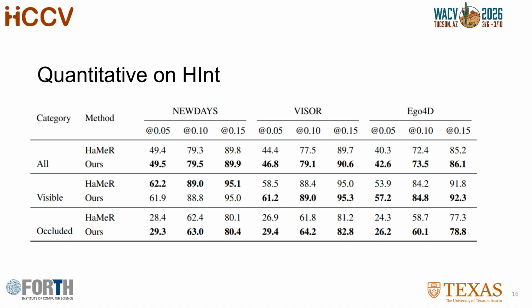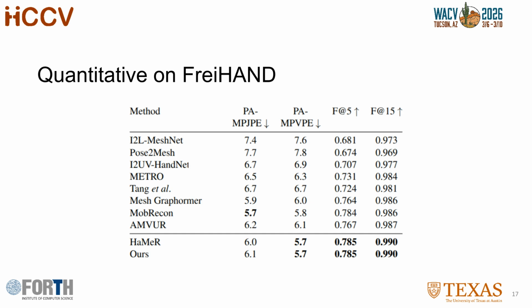Quantitative evaluation assesses the impact of learned texture priors on the HInt dataset. Our method improves performance across most PCK thresholds and remains near parity in the rest, indicating that texture priors enhance reconstruction robustness. On FreiHAND, we remain competitive with state-of-the-art methods. This confirms that the texture module integrates seamlessly and provides additional supervision without degrading reconstruction quality.